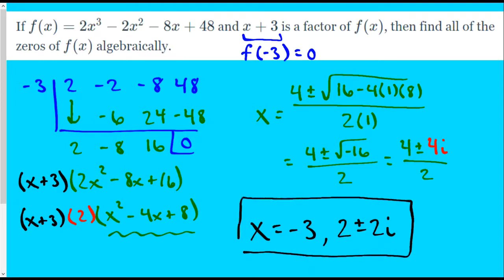So today we've talked about a couple of different ways that we can use the remainder and the factor theorem to evaluate parts of a polynomial, especially when we're given either zeros or roots or factors. And then we've also reviewed how to go through and find all of the zeros given a factor or a zero.